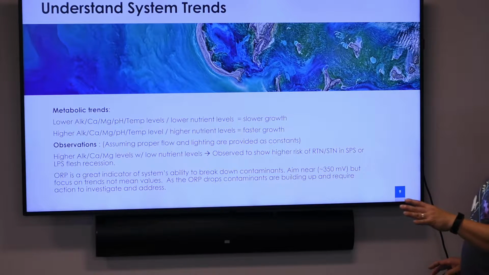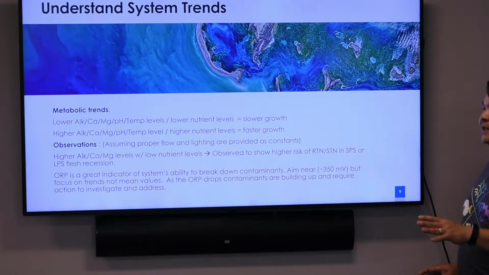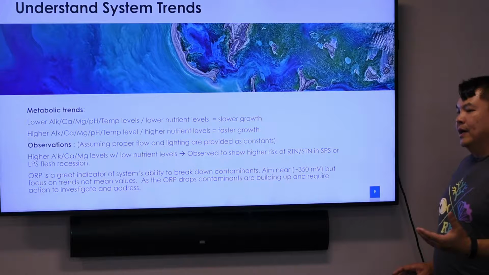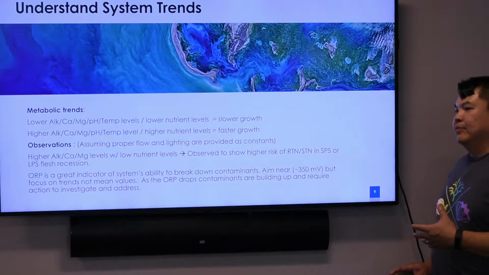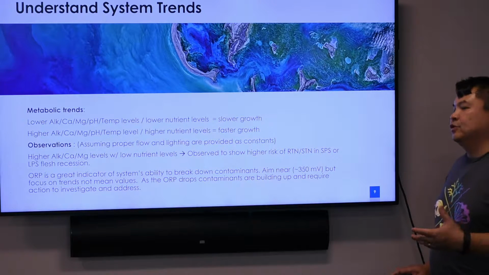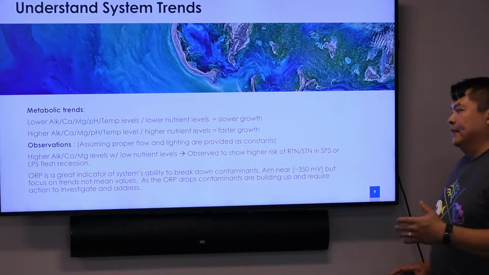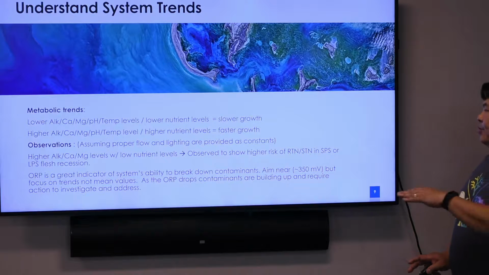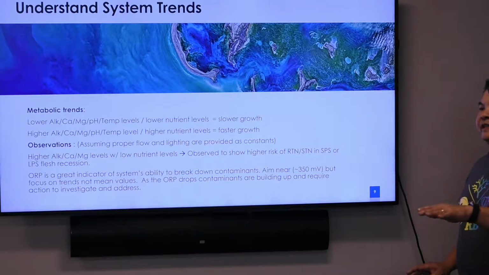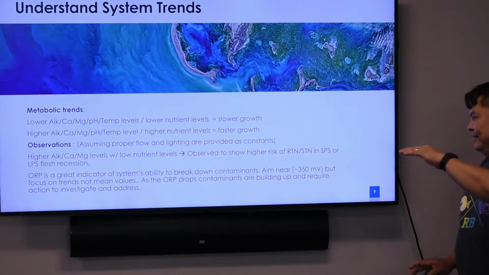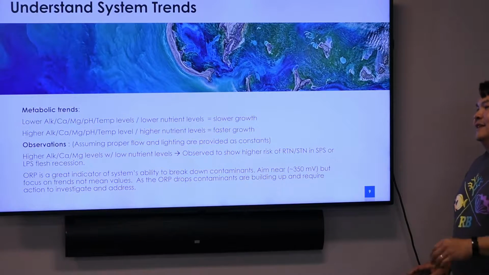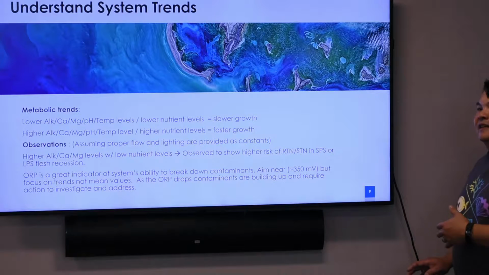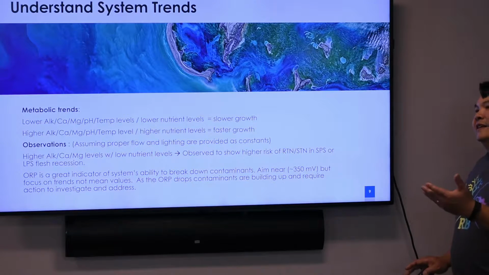A lot of people ask about ORP, which is oxidation reduction potential. It's a parameter which is how well the system can break down nutrients and waste. And it's measured in millivolts, but don't go by the nominals necessarily, just follow the trend. If it goes up near 350 millivolts, that means the system is clean and healthy and can break down waste faster than we can build it up.